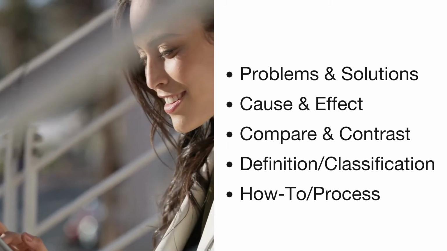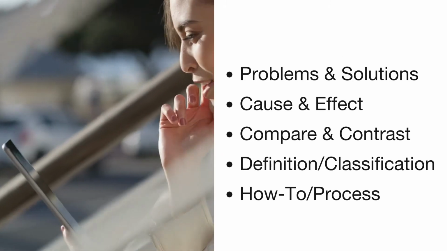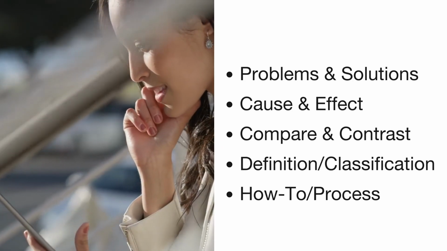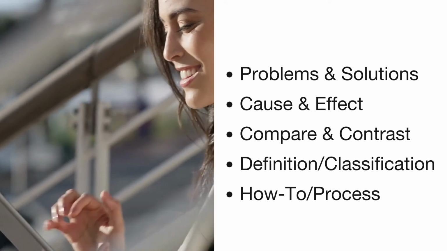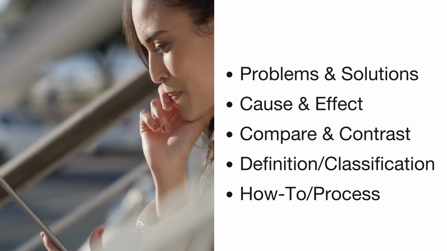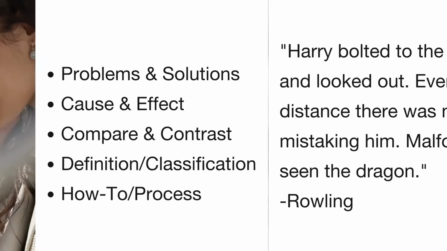Some of the most common examples of expository writing include scientific reports, academic essays, and magazine articles. The main types of expository writing are problems and solutions, cause and effect, compare and contrast, definition or classification, and how-to process. Let's take a look at the examples.